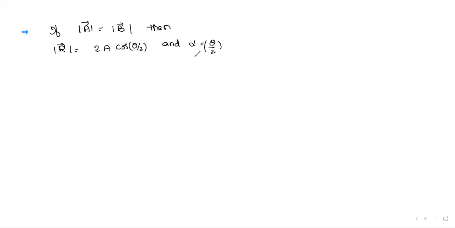If the magnitudes are equal, then what is the shortcut? Magnitudes of the given two vectors. Yes, 2a cos theta by 2. Exactly. If the magnitudes of the given two vectors are equal, A equals B, then the magnitude of the resultant is equal to 2a cos theta by 2. Yesterday we got it. And alpha is equal to theta by 2, exactly half of the angle. Only in this case alpha is half of the angle. In other cases, it is not possible.